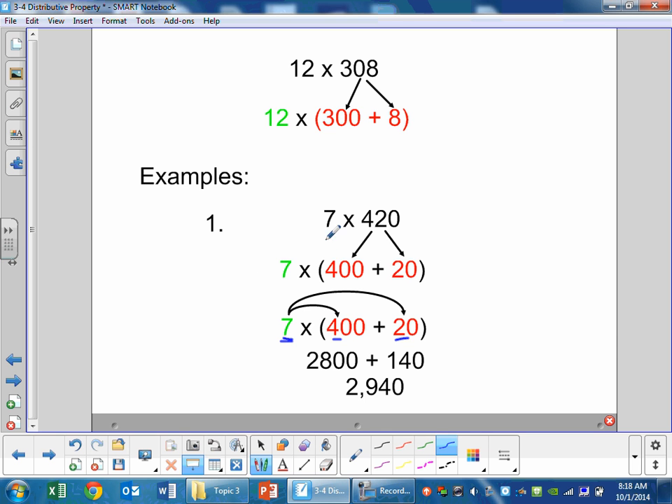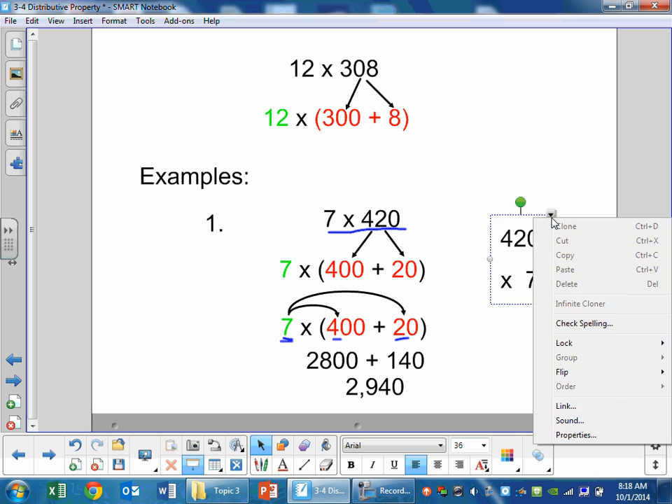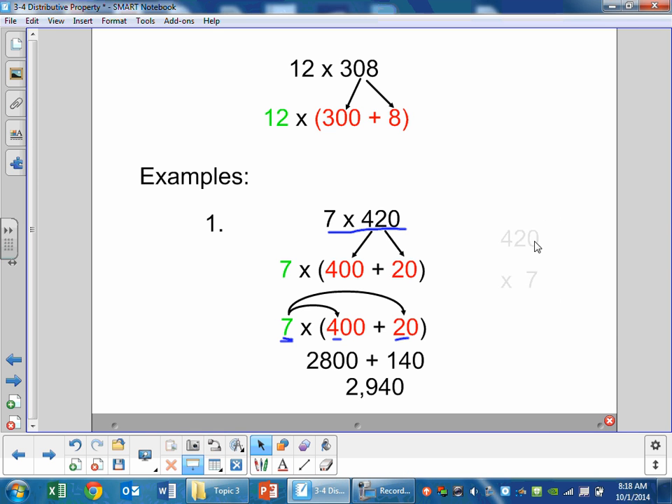Okay? This is an example of how you take an expression, this is called an expression, and you rewrite it using distributive property to help you add mentally. Okay? So notice I don't have to type out 420 times 7 this way and work it out the long way. Okay? I can use distributive property to help me do this a little bit more quickly.